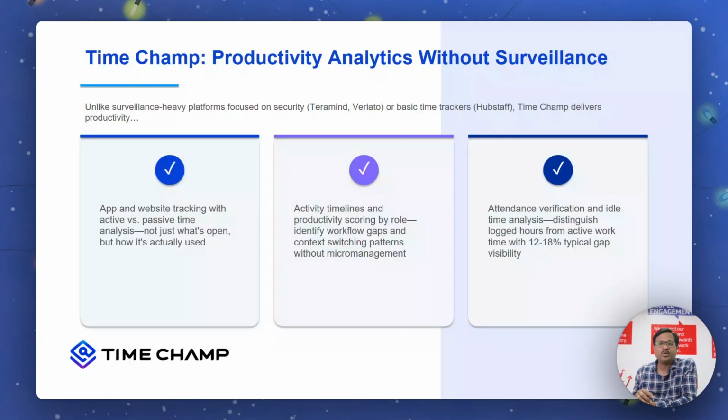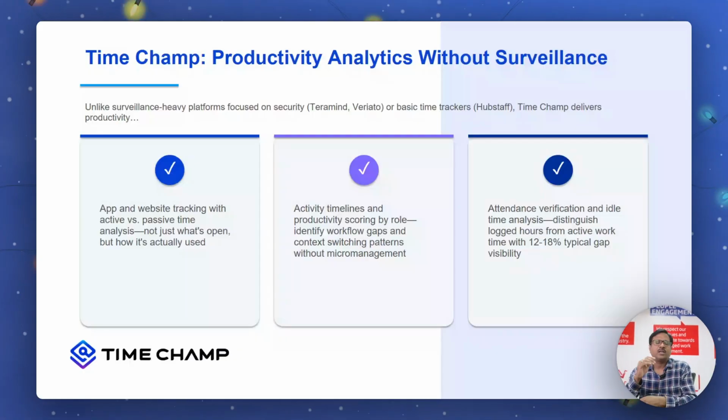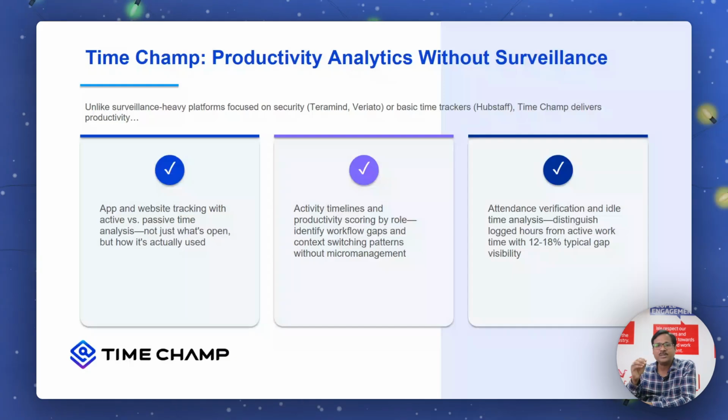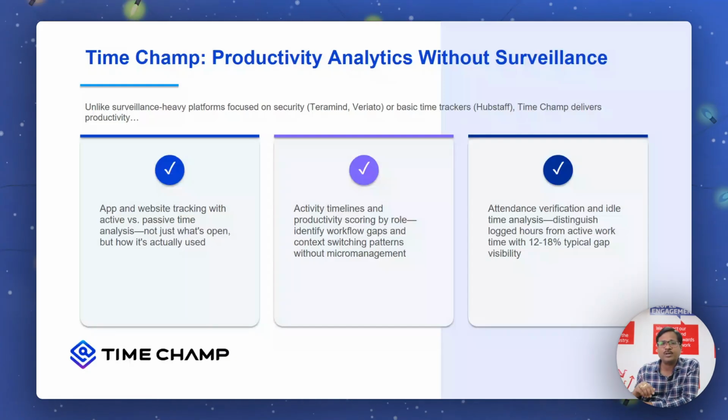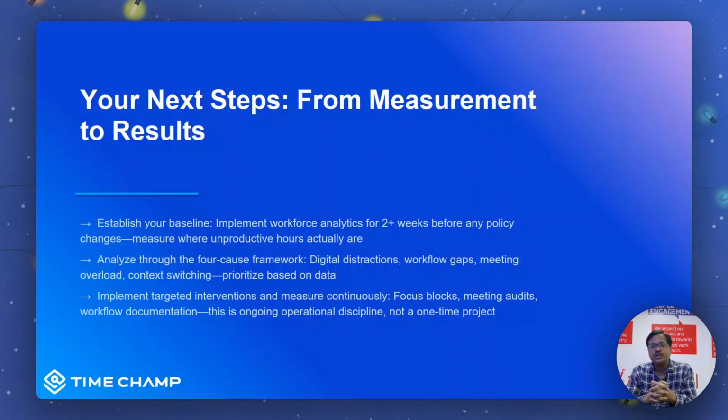But here is what you don't get: the surveillance-heavy approach of platforms like Teramind that focus primarily on insider threat detection, or the limited visibility of basic timeline trackers like Hubstaff that tell you when someone clocked in, but not what they actually accomplished. TimeChamp is built specifically for this phased productivity improvement approach, with visibility and analytics without excessive complexity or invasive monitoring that destroys trust.